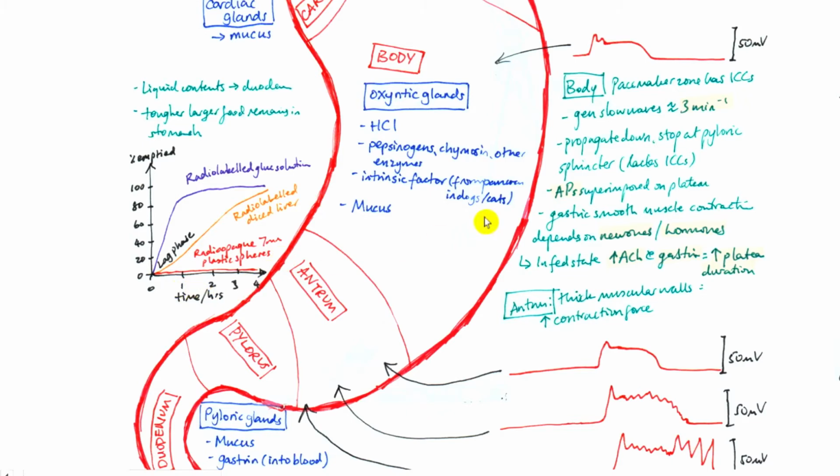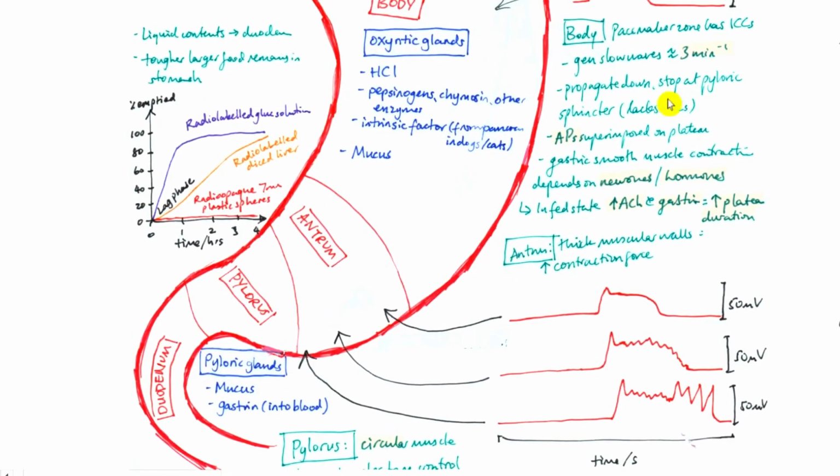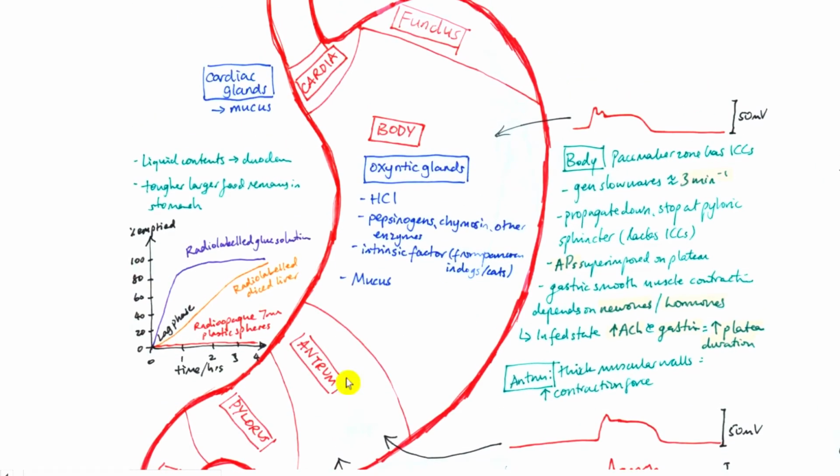So in blue we have the secretions of stomach, and in green we have some bits about the electrical activity. So the body has oxyntic glands which secrete hydrochloric acid, some enzymes like pepsinogens, chymosin, and other enzymes, intrinsic factor which helps B12 absorption, which comes from the pancreas in dogs and cats, but from the body of the stomach in humans, and mucus as well.